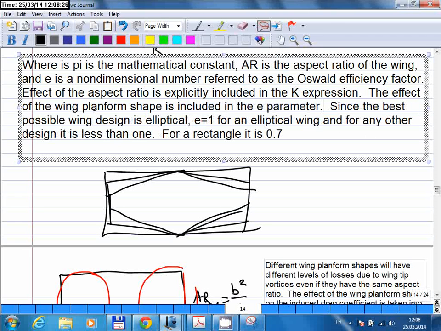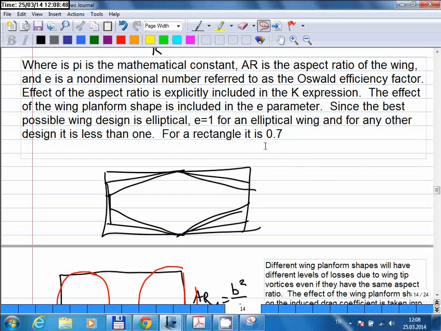Since the best possible wing design is elliptical, the E number is chosen as 1 for the elliptical design, and for any other design it is less than 1. So for a rectangular planform, for example, the E number is approximately 0.7. And for anything else, it will be just a number less than 1. Okay?